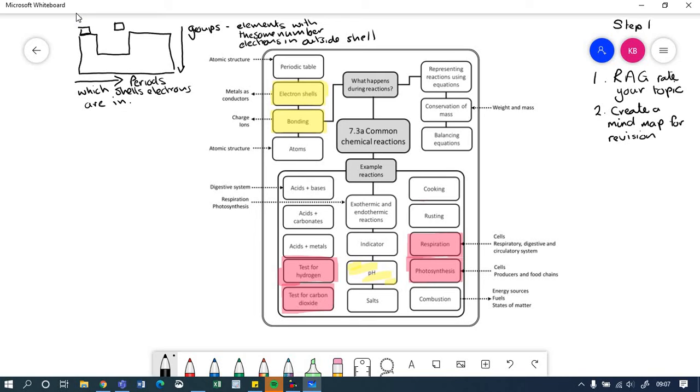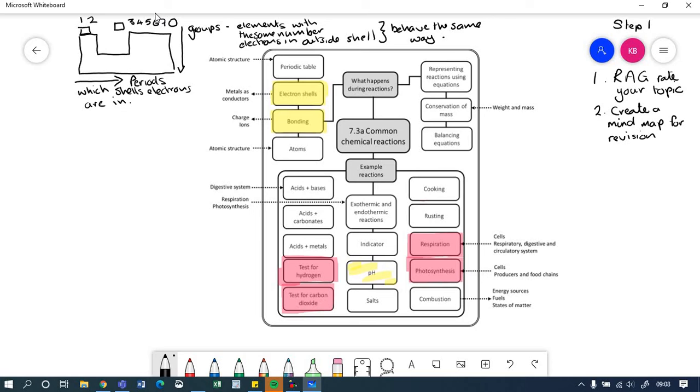And if you remember, it went group 1, group 2, 3, 4, 5, 6, 7, and then the last one was group 0. Okay, so group 1 elements all have 1 electron in their outside shell. Group 2 elements all have 2 electrons. And because they have the same number of electrons, all of these behave the same way. Okay, massively important there.